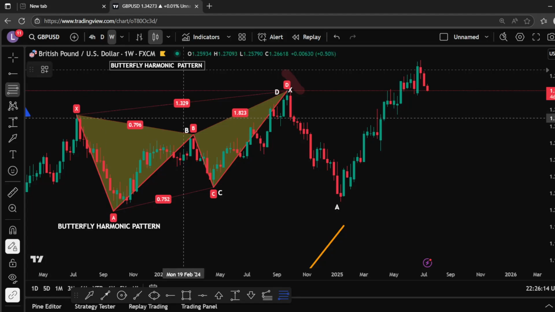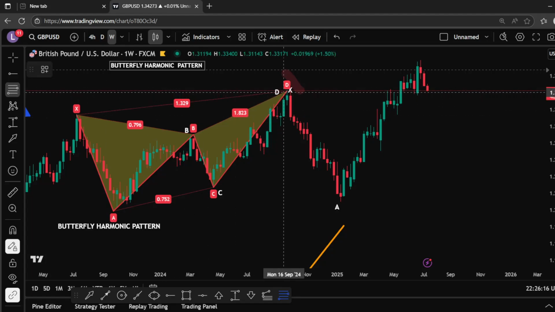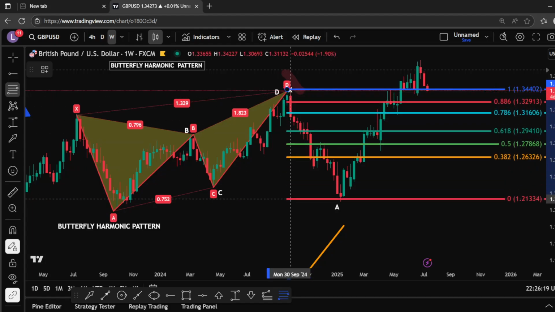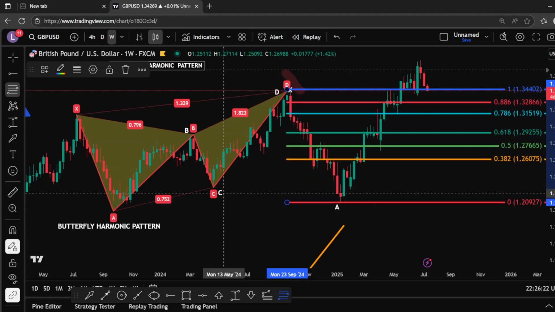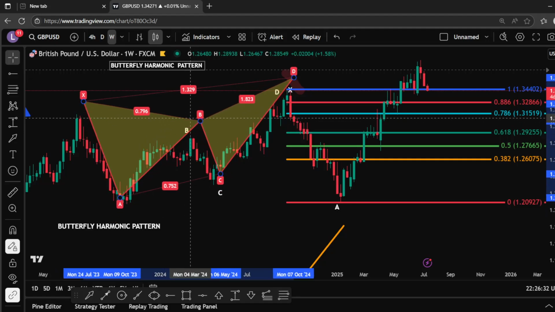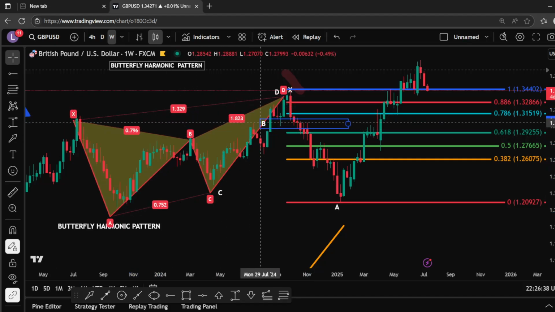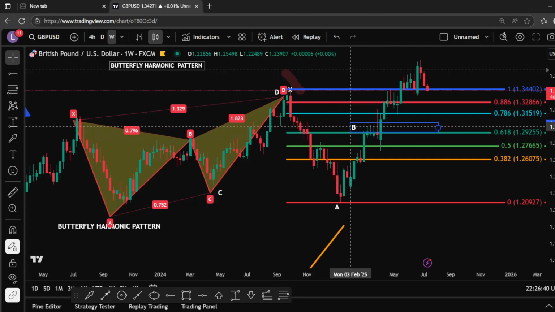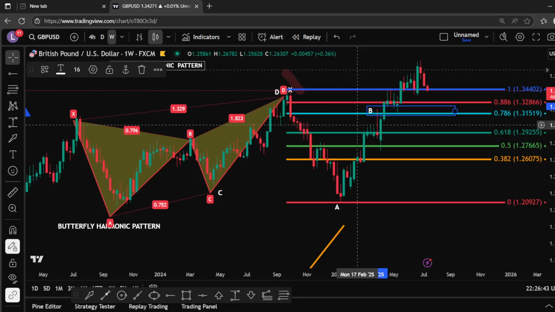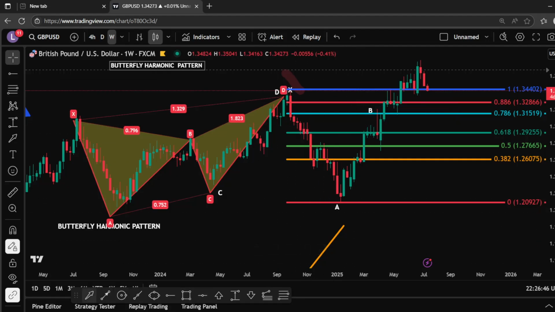So I use the FIB retracement. I go from my X to the A, and we said that the B leg is at, so I'm trying to grab my B. The B leg is at 0.786, which is right here, this line there, 0.786.